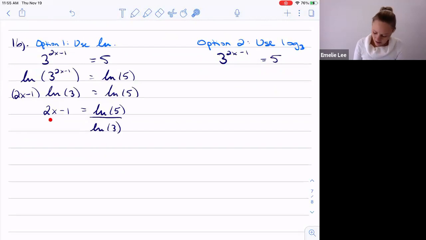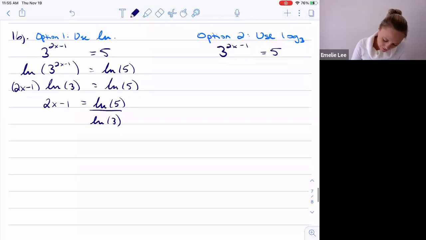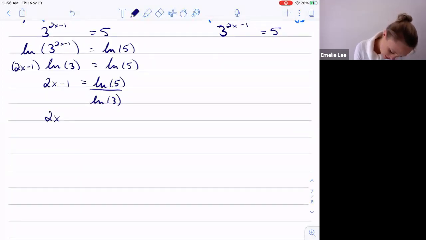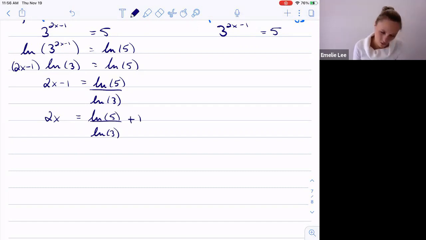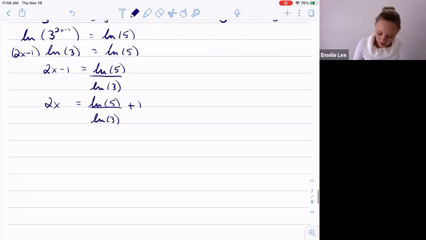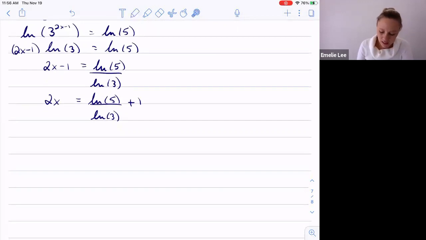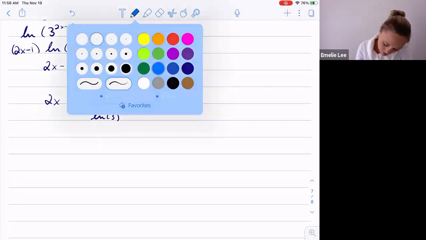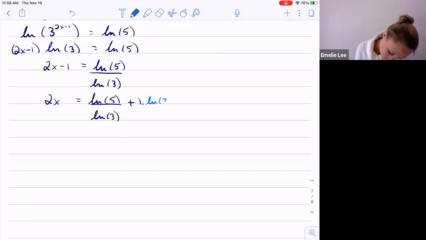So if I'm solving for x, I have to add 1 to both sides. So I get 2x is the ln of 5 over the ln of 3 plus 1. Sorry, plus 1, add 1 to both sides. There you go. Then I need to divide both sides by 2. But what I'm going to do is find a common denominator here, so times the ln of 3 over the ln of 3.